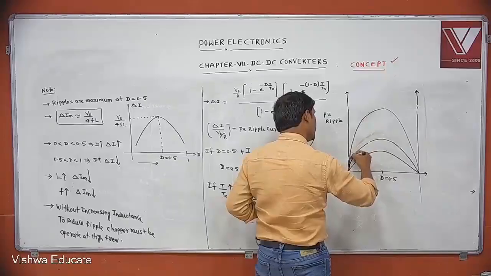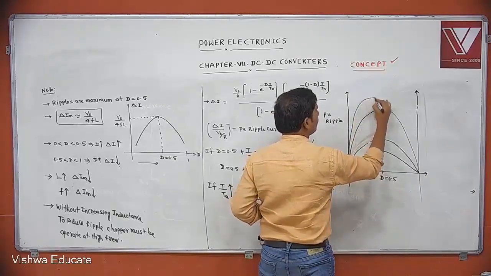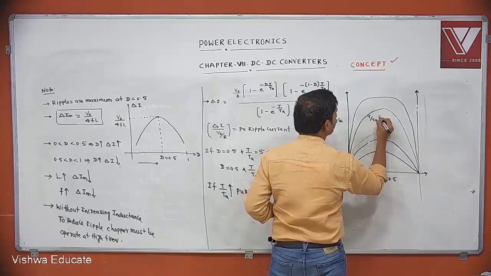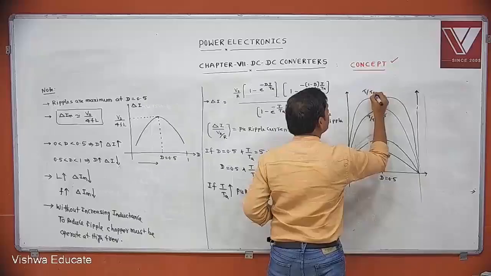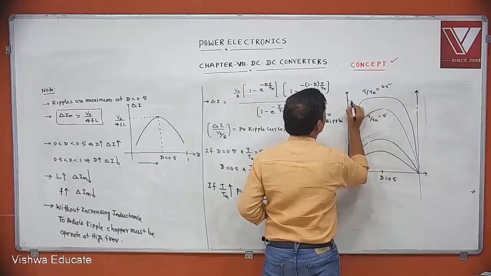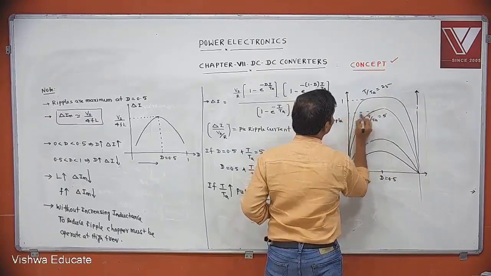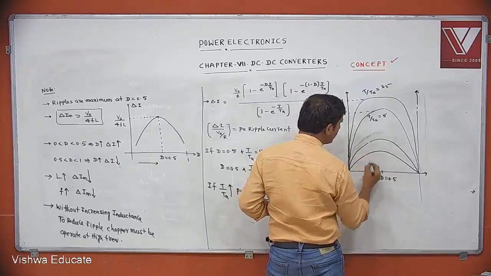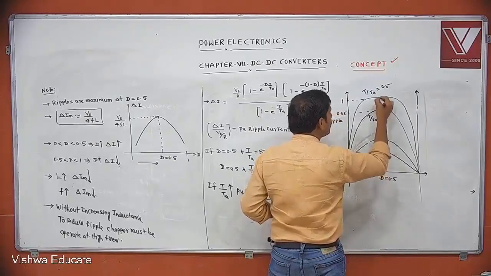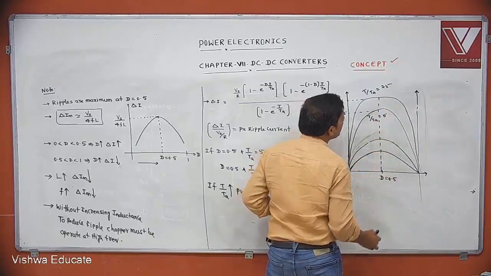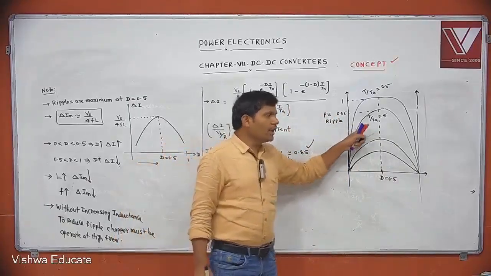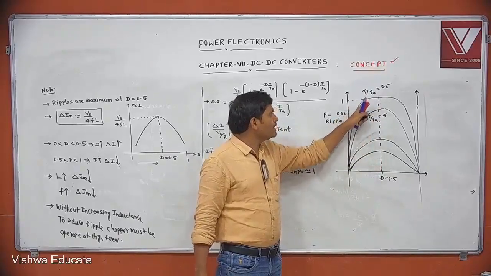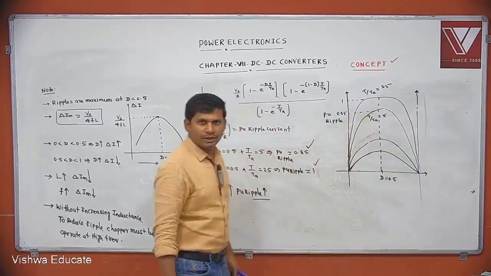Ripples are maximum at D equals 0.5. This is for T by Ta equals 5. This is for T by Ta equals 25. This per unit ripple is 1, this per unit ripple is 0.85, for different values of T by Ta. For any value of T by Ta you take, ripples are maximum at duty cycle equal to 0.5 only. But if T by Ta increases, the per unit ripple also increases.